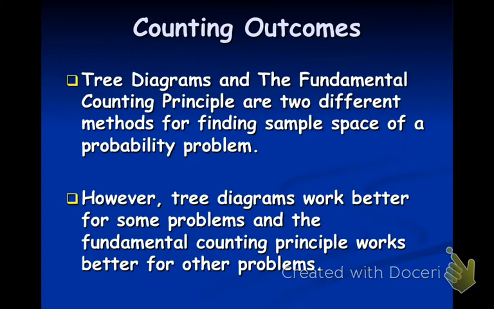And we're going to learn how to use that as well as a tree diagram to count a total number of outcomes. So remember, tree diagrams and the fundamental counting principle are two different methods to find the sample space of a probability problem. However, sometimes tree diagrams work better for some problems, and the fundamental counting principle works better for other problems. So let's look at an example of that.